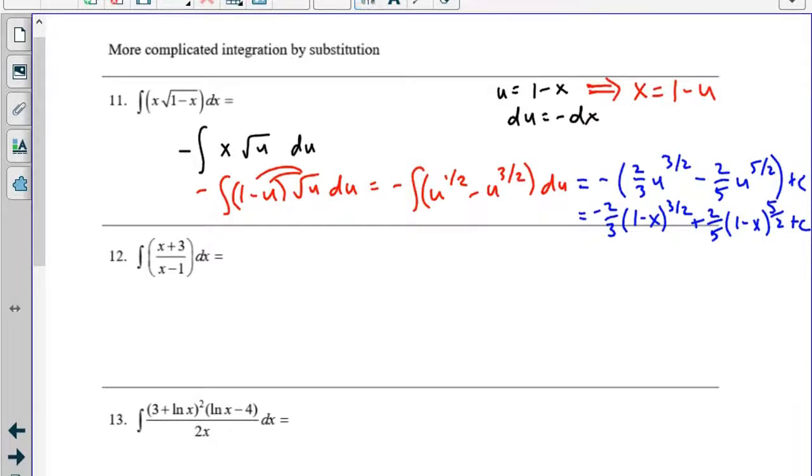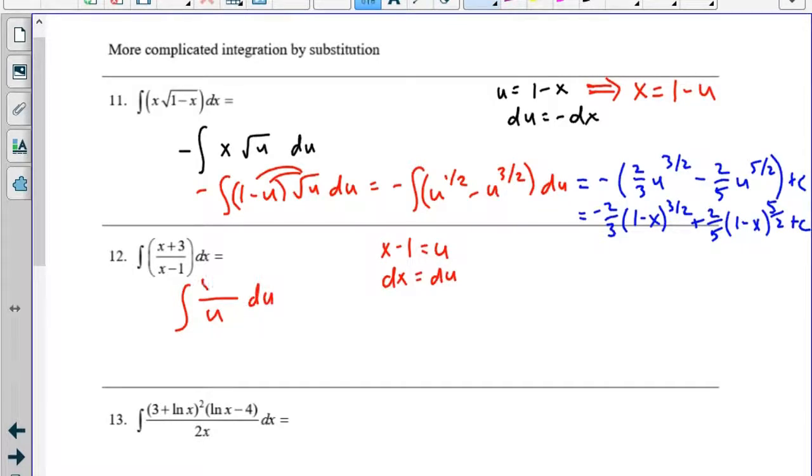Number 12. So if I look at this problem, I can't just take the, well, I mean, I technically could, but I'm going to leave it like this for right now. So I have the integral of x plus 3 over x minus 1 dx. If I make x minus 1 equal to u, what I now have is the integral of something over u, and then I can just make a straight substitution dx for du.